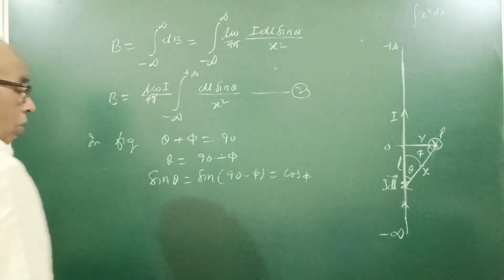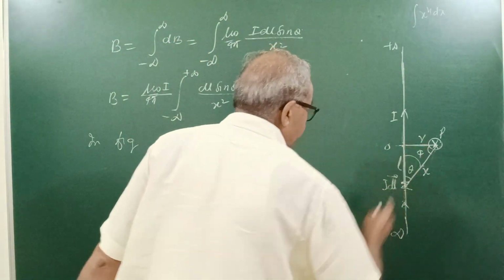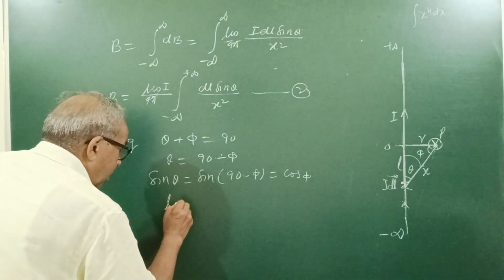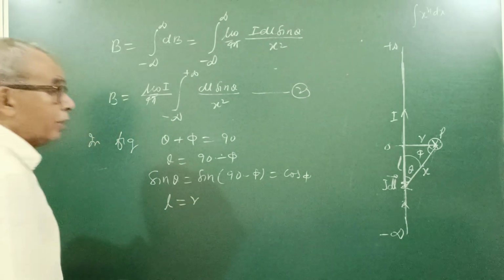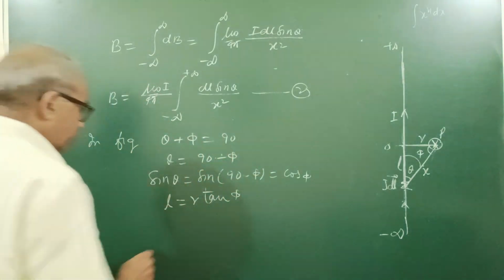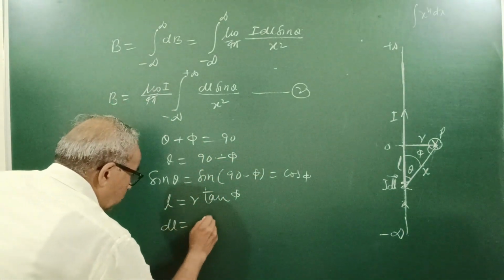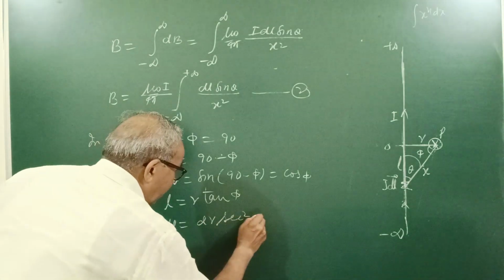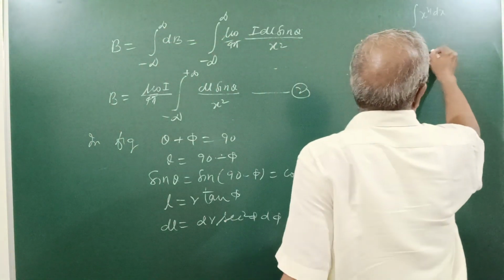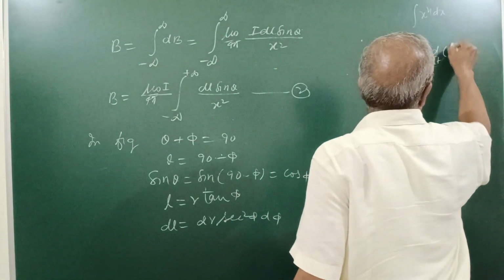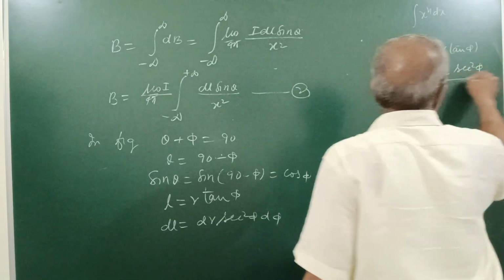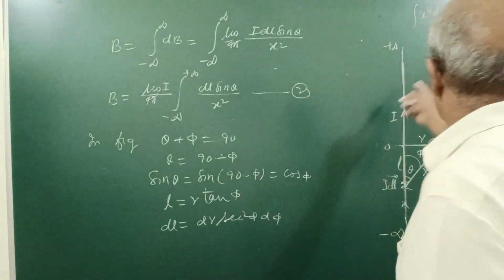Now L upon R. Now we'll convert this into phi angle. L upon R is equal to tan phi. L upon R कर दिया और dl equal to dr sec square phi d phi. Differential of tan phi, d upon d phi of tan phi, equal to sec square phi. जी है ना और d phi वैल्यू पर गया.